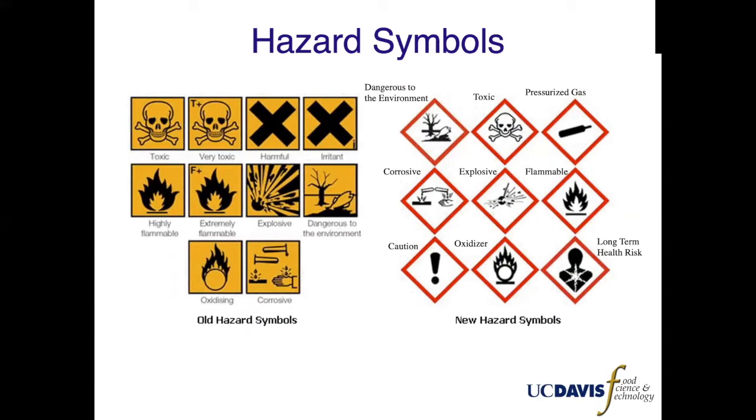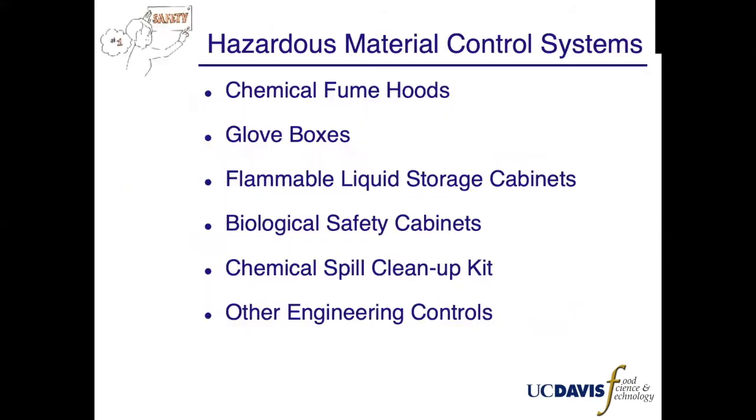These hazard codes are also associated with hazard symbols. You will see these symbols on the chemical bottles. Each symbol depicts the hazard associated with the chemical. There are a number of hazardous material control systems to help mitigate the risk of exposure. These are known as engineering controls because they help to remove or contain the hazard if used properly. Examples of these are chemical fume hoods, glove boxes, flammable liquid storage cabinets, biological safety cabinets, and spill cleanup kits.